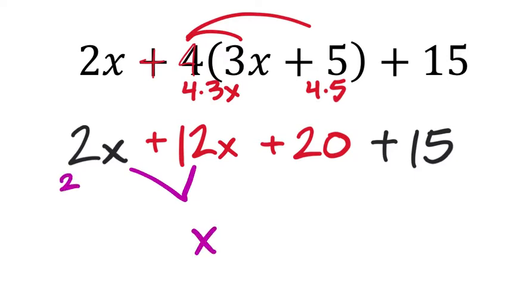So how many x's would that be? 2 and then plus 12. How do we know it's plus? Because of the plus sign to the left of the 12x's. 2x's plus 12x's results in 14x's.